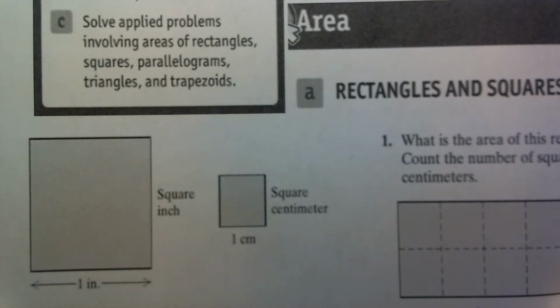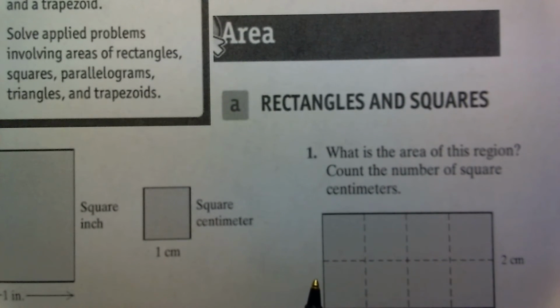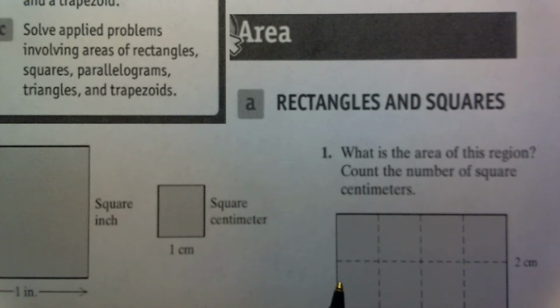So, to answer question number 1, what is the area of this region? Count the number of square centimeters. So there's 1, 2, 3, 4, 5, 6, 7, 8. So the answer is 8 square centimeters. 8 centimeters squared.